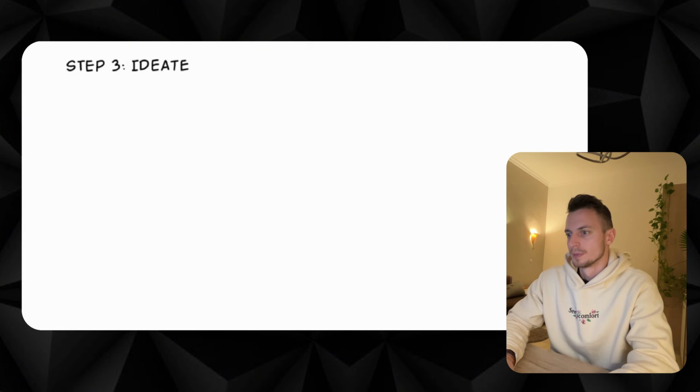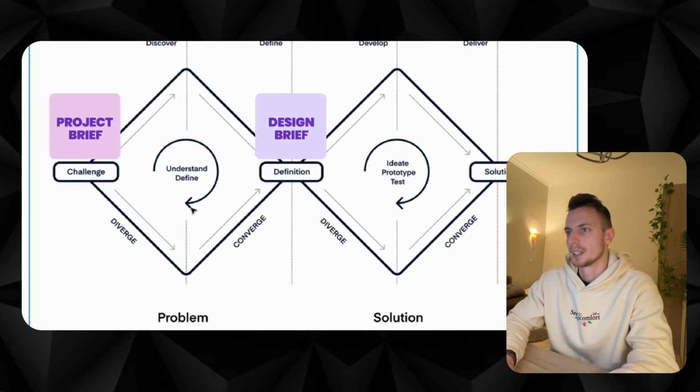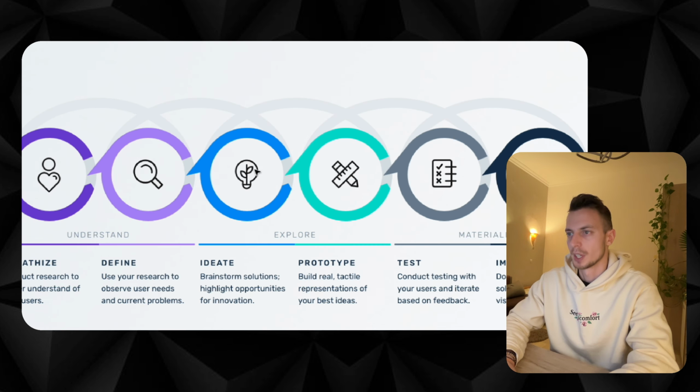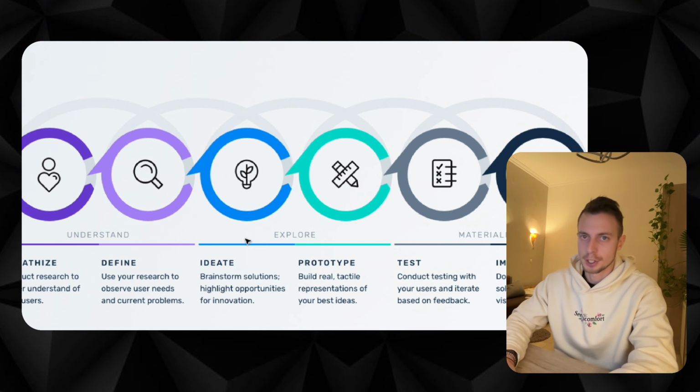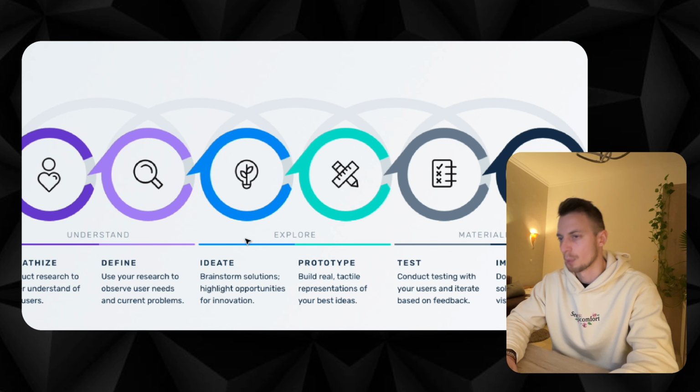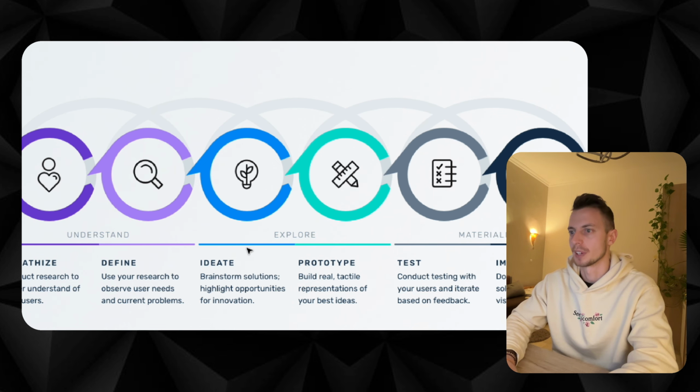Step 3. Ideate. With the ideating phase, this is the part where you actually start working on your solutions. This is the part where you do your brainstorming activities, the crazy eights, talking to people, checking what competitors are doing. That's going to be that phase.